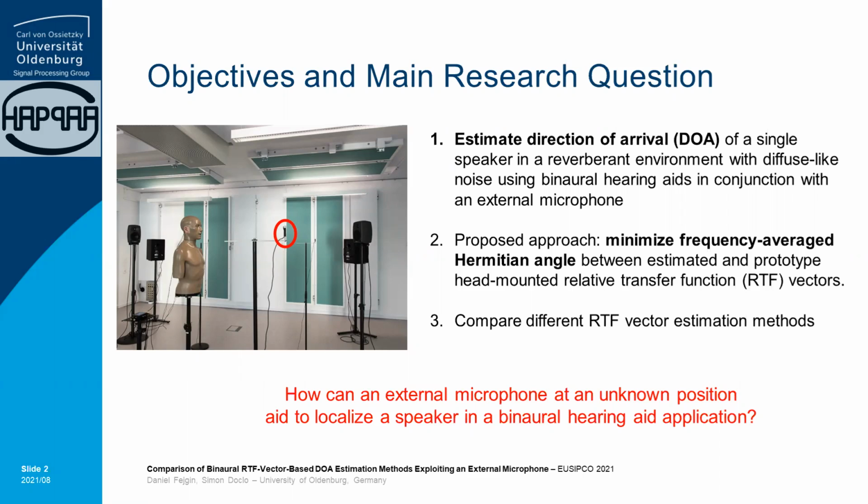3. You will see how different RTF vector estimation methods perform in terms of their DOA estimation accuracy. And 4, you should take home how an external microphone, which is not restricted to be worn by the target speaker and that has an unknown location, and that can in principle even move around freely in the room, can aid to localize a speaker in such a binaural hearing aid application.